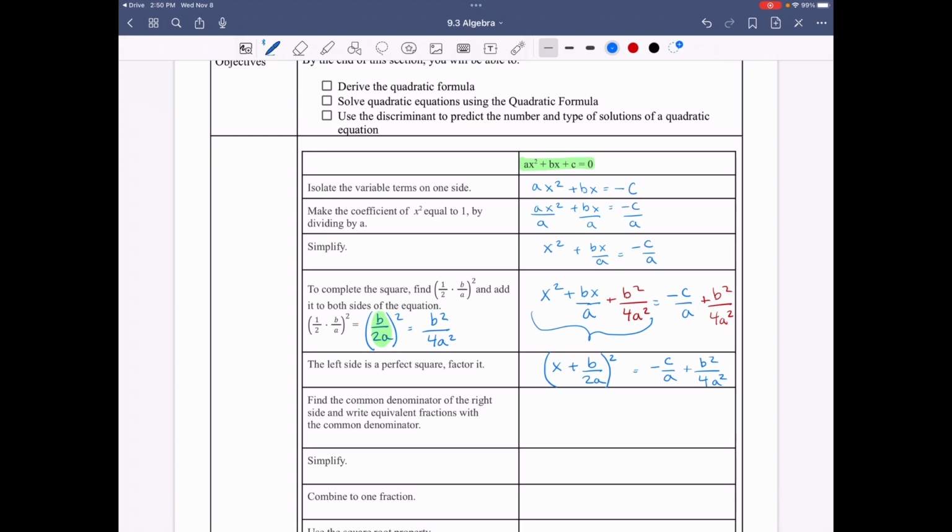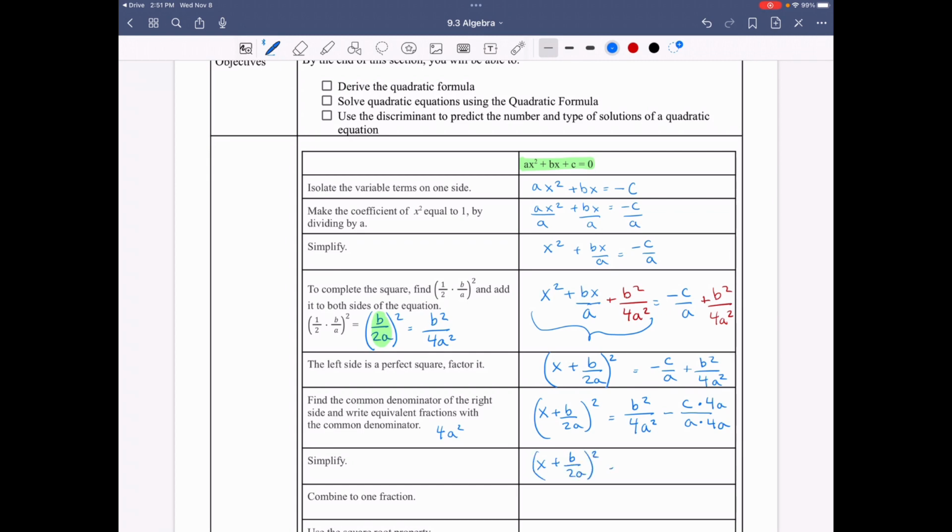The next step says to find the common denominator of the right side and write equivalent fractions with the common denominator. So that means we're not doing anything to the left side, just bringing it down. On the right side, the denominators are a and 4a squared. Let's put the b squared over 4a squared on the left, and then minus c over a. The common denominator is going to be 4a squared. So we're going to multiply this by 4a in the numerator and denominator. We'll simplify that. So again, the left side of the equation remains the same.